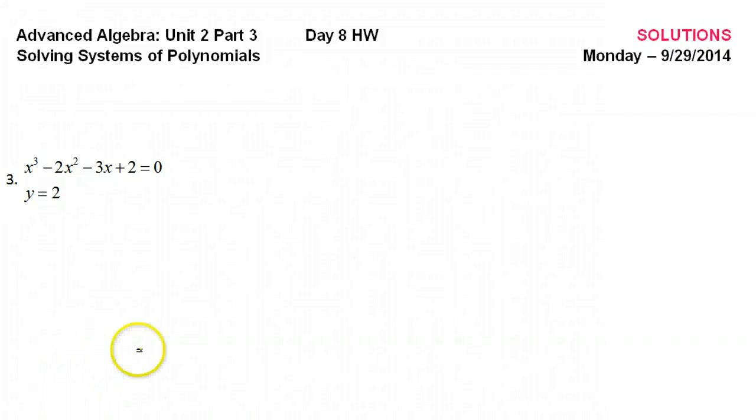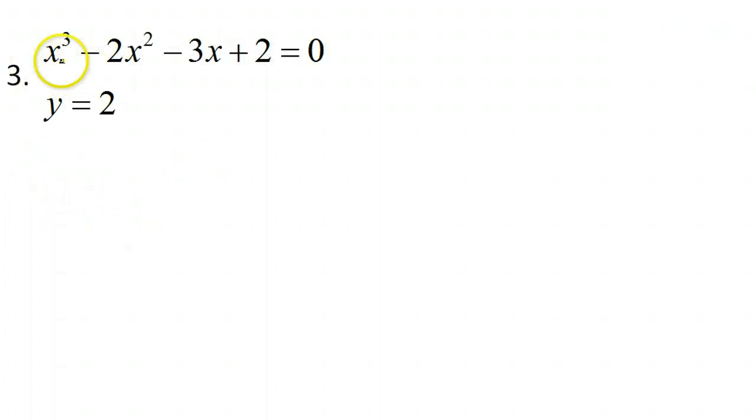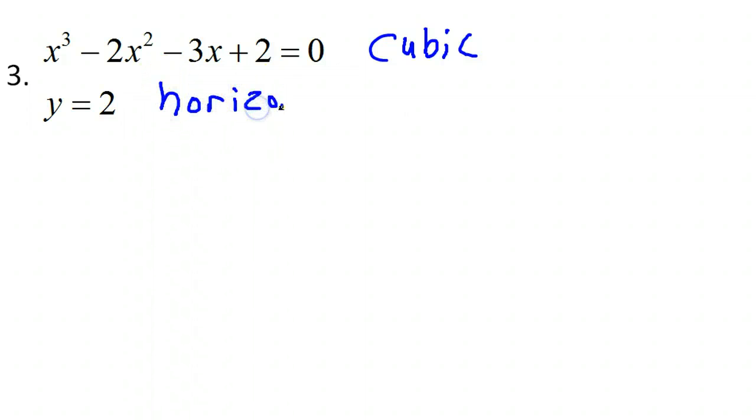Alright, this is part 2 of our lesson on solving systems of polynomials. Let's start off with number 3, where we will take a look at a cubic and a linear function. As I mentioned, this is a cubic function, obviously, and this is going to be a straight line, but we can be more specific than that and say that this is going to be a horizontal line. Alright, y equals a number is just going to be a horizontal line.